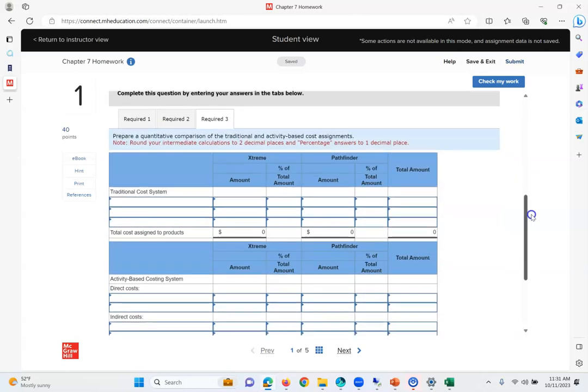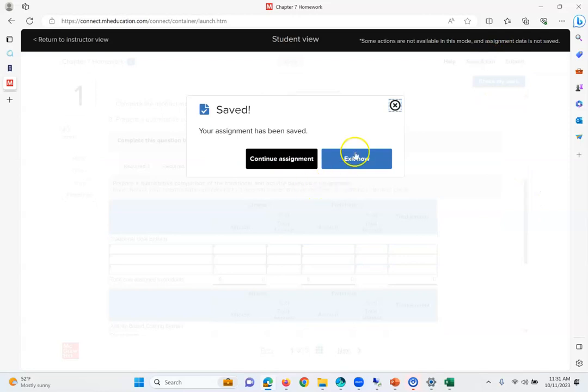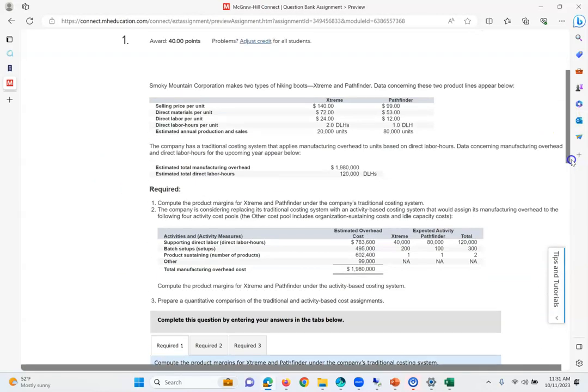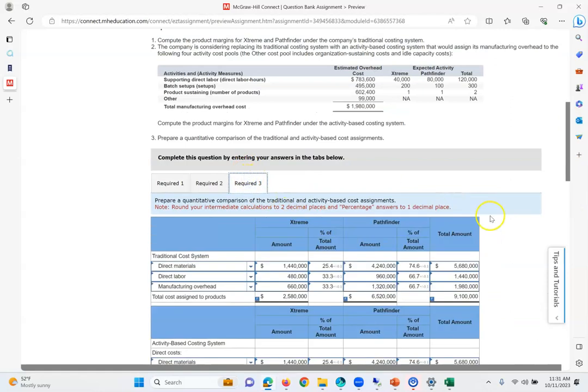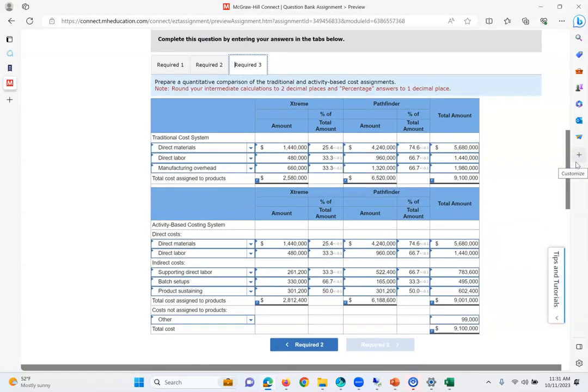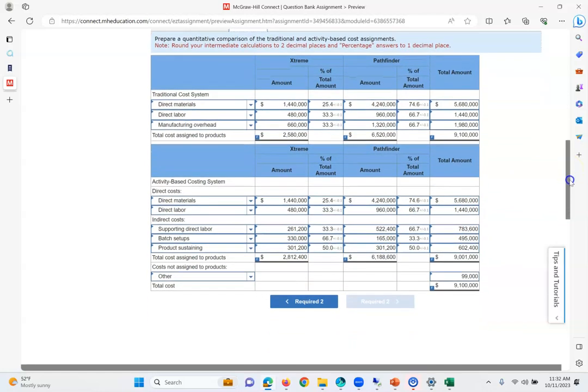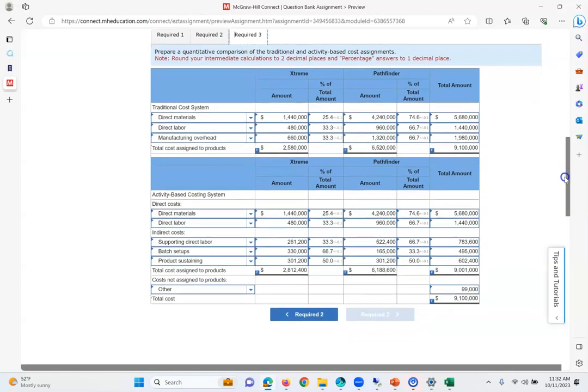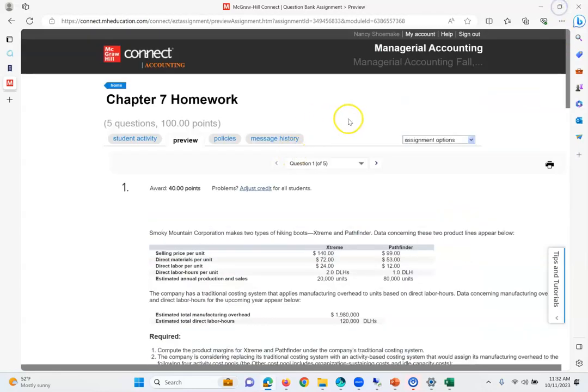If you went the traditional, I'm just going to exit this so I can show you exactly because I'm running out of time. If I show you when we compare them here, by taking the traditional system, and then basically I put all this information into the activity-based costing, this would show you your comparison between the two methods. Okay? Make sense?